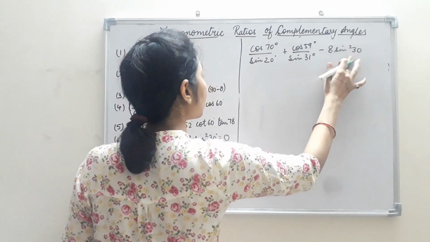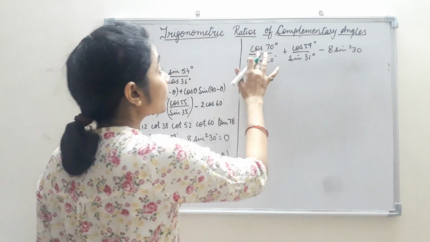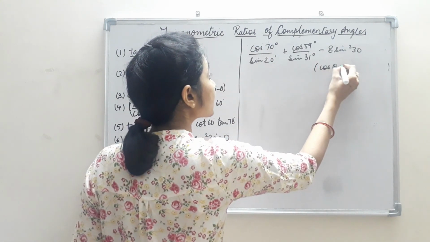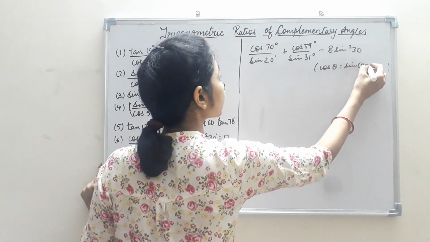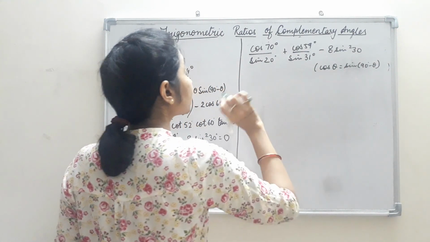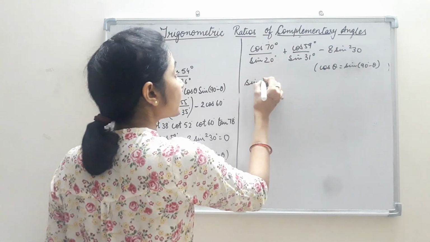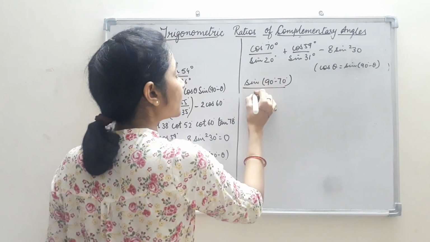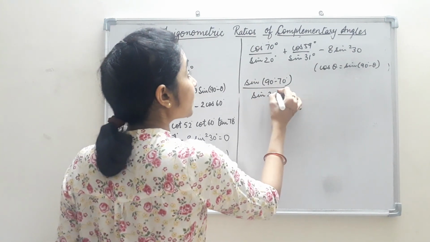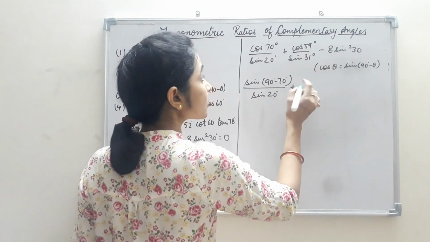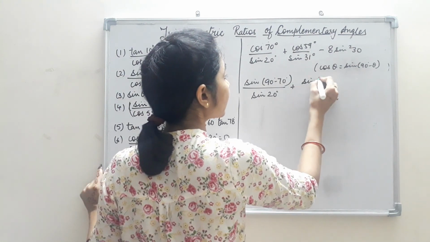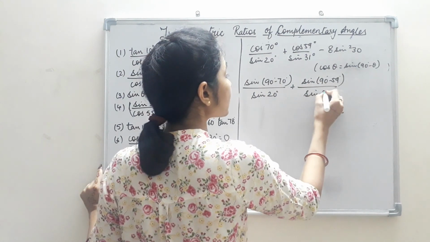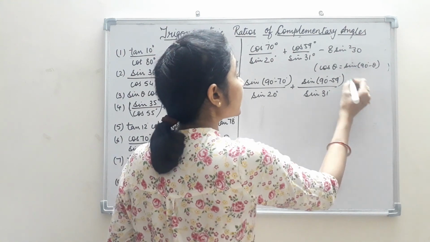Again here we need to keep the value of sine 30 degree. Now here I am changing cos everywhere. So cos theta is equal to sine 90 minus theta. So here cos 70 degree is equal to sine 90 minus 70, and sine 20 degree remains as it is, plus, again I am changing cos, so cos 59 degree is equal to sine 90 minus 59 degree upon sine 31, which remains as it is, minus 8 sine square 30 degree.